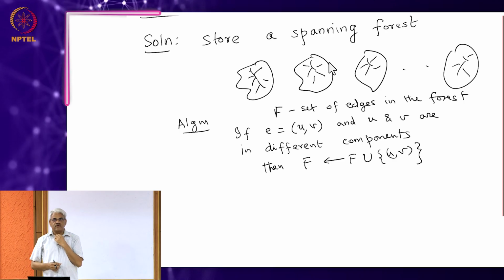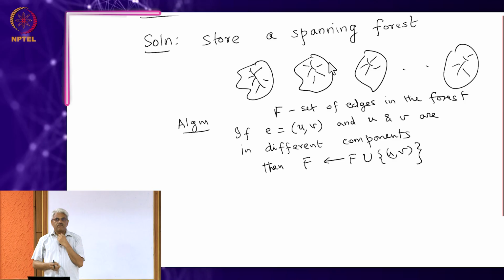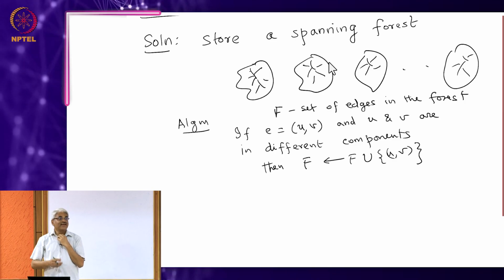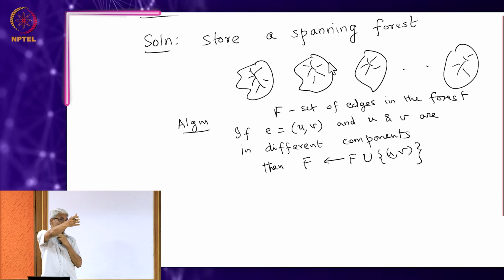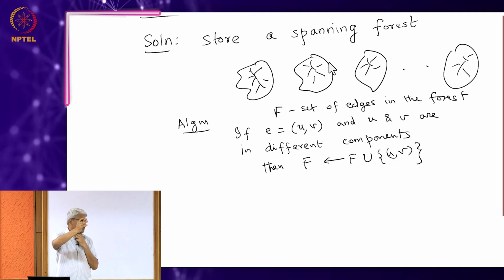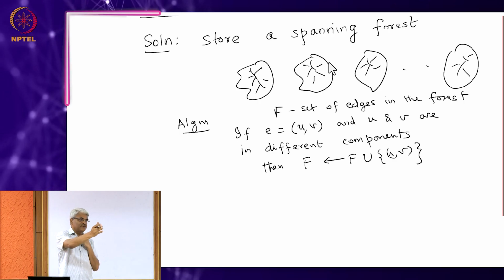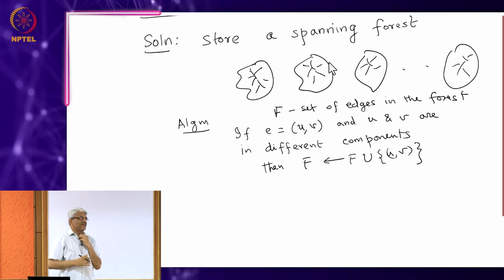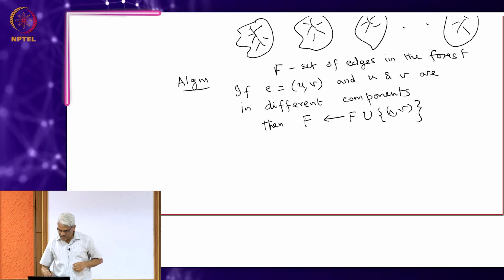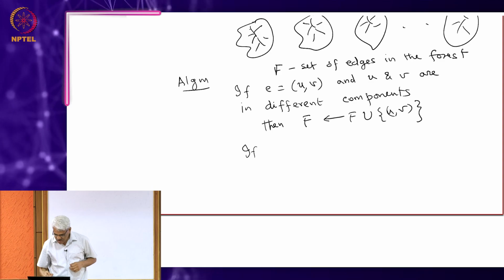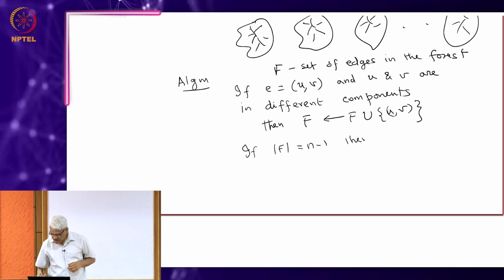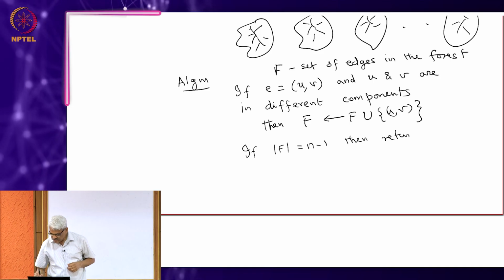So when is it connected? Yeah, all the vertices are in the same component. Yes. Cardinality of F equal to, it should be n, or what is it? That's the correct direction. N minus 1, right? So if cardinality of F is equal to n minus 1, then return yes.